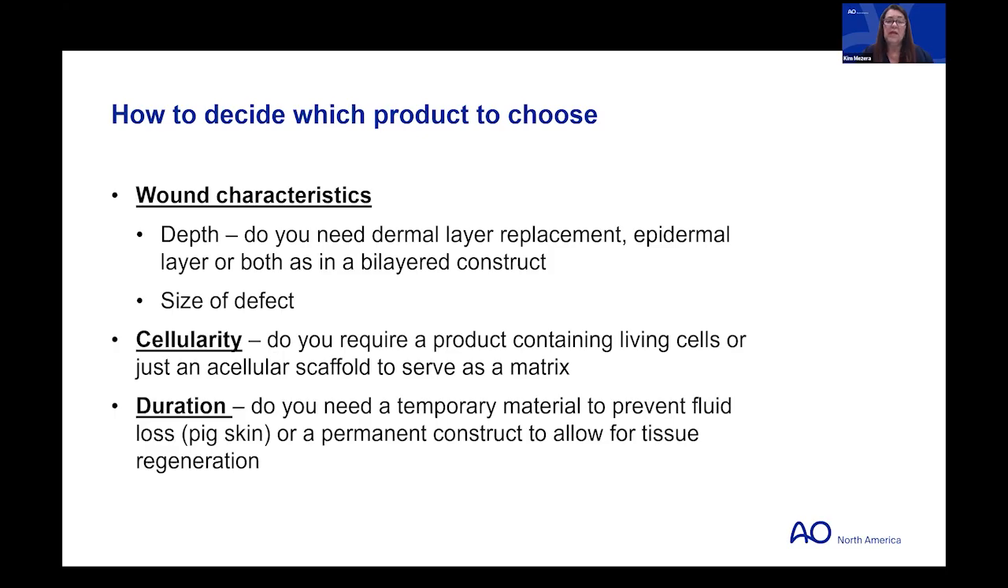Then the cellularity. Do you require a product that contains living cells, like in the amnion or the placental cells? Or do you just want an acellular scaffold to serve as a matrix for ingrowth of fibroblasts that you can then later skin graft? And then the duration. How long do you want this product to be in place? Do you need a temporary material just to prevent fluid loss and to stabilize the wound and prevent the wound from drying out if you have exposed tendons or exposed cartilage, etc.? Or are you thinking this is a one and done? You want a permanent construct that allows for tissue regeneration that you don't have to go back and deal with.